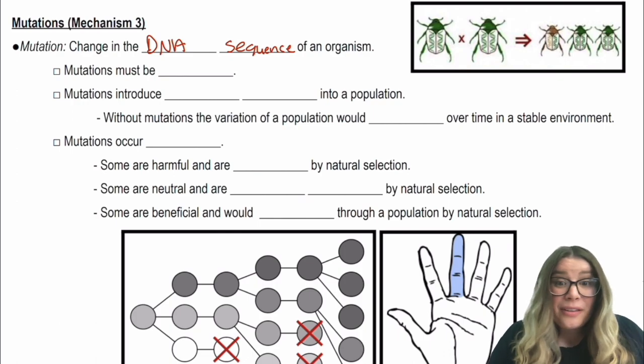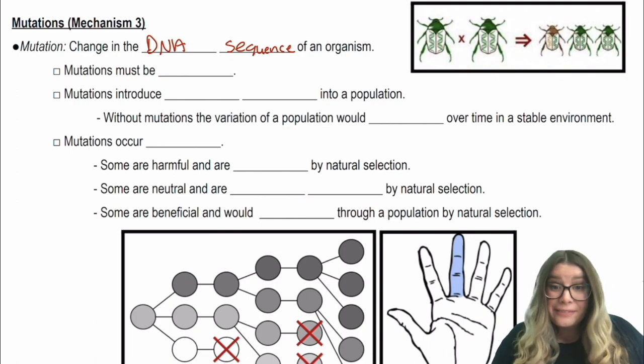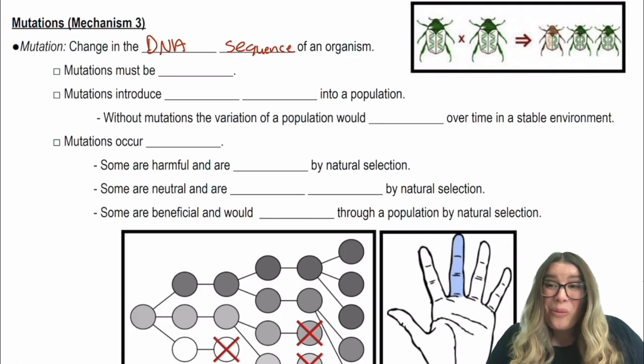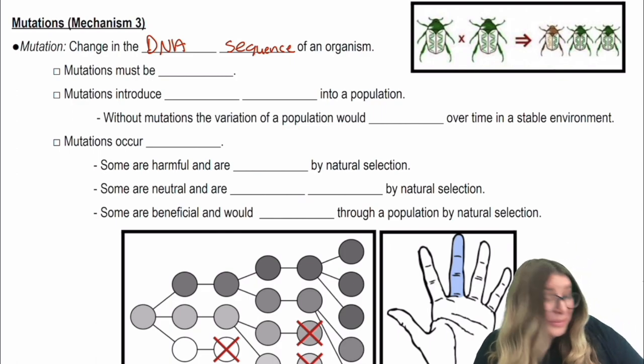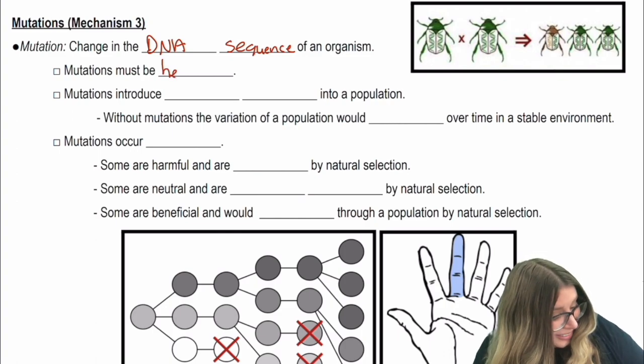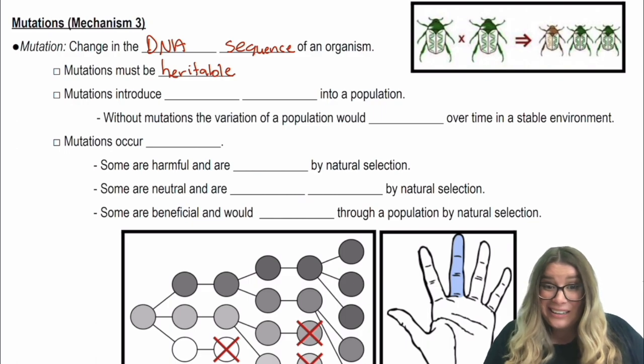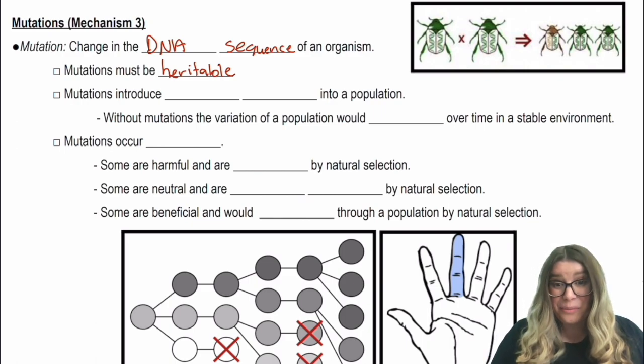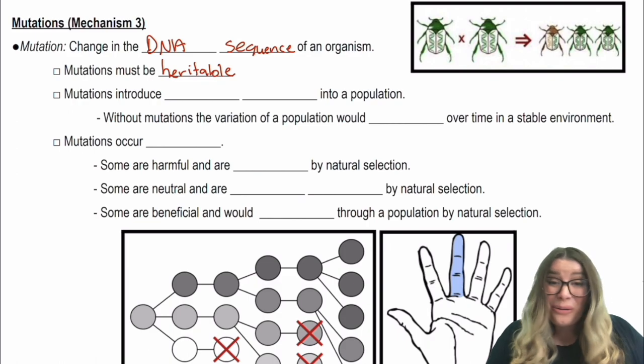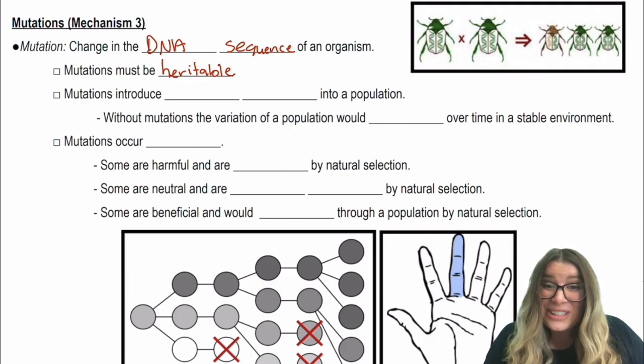Now, there's a couple of things that mutations have to be in order to affect evolution. One thing that a mutation must be is that you must be able to inherit it. You have to have it be heritable. Because if you can't inherit it, you can't pass it off from one generation to the next, we're not going to affect the gene pools of future generations. So we need mutations to be heritable.